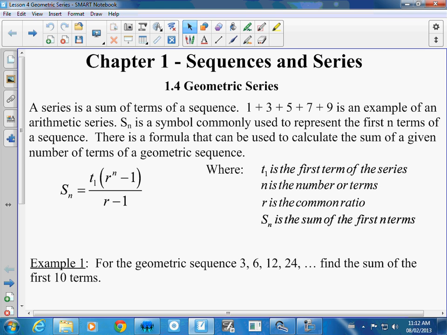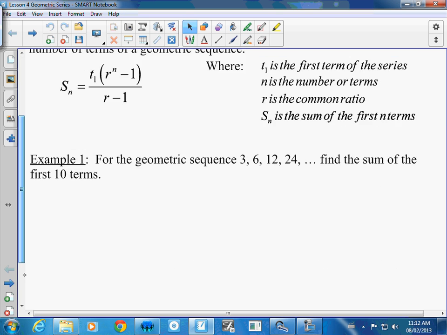You should recognize some of these terms already: T1, R, N, the number of terms. What's Sn then? The sum of whatever you're looking for. S10 is the sum of the first 10 terms. S100 is the sum of the first 100 terms. Does that make sense? Easy. Let's do an example right away.